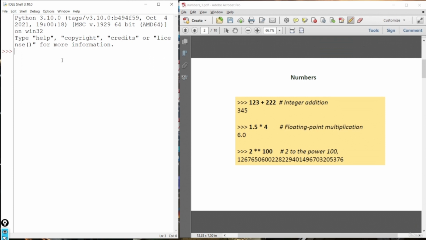So let's practice on the IDLE shell of Python. 123 plus 222 equals 345. 1.5 multiplied by 4. So multiplication of a floating point number by integer is a floating point number. And 2 to the power 100 can also be easily calculated. I'm sorry, I should use 2 stars. 2 to the power 100 equals this number. Okay, 2 stars means power, 1 star is multiplication.